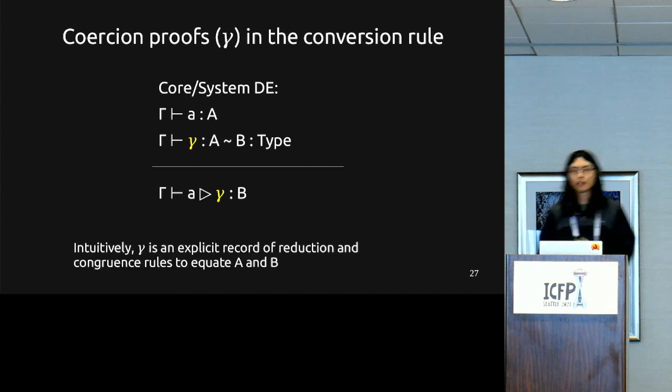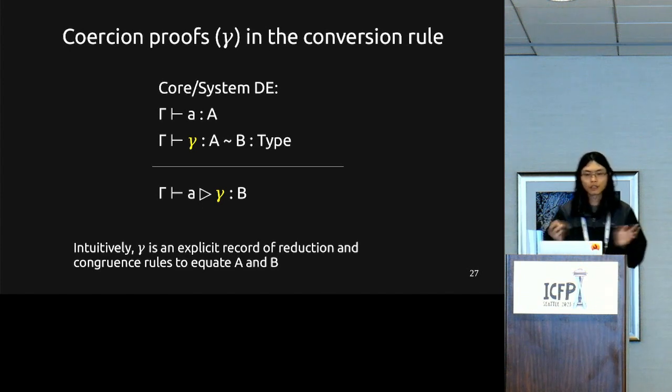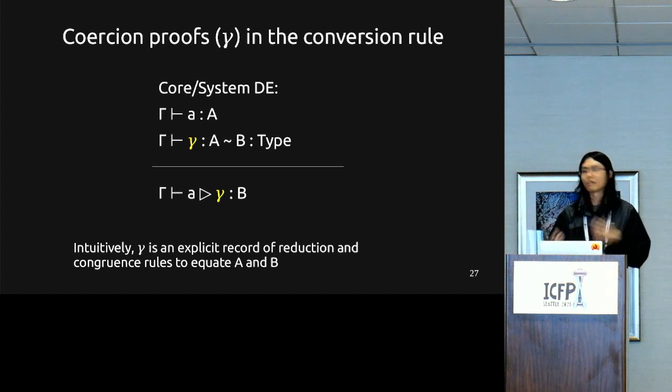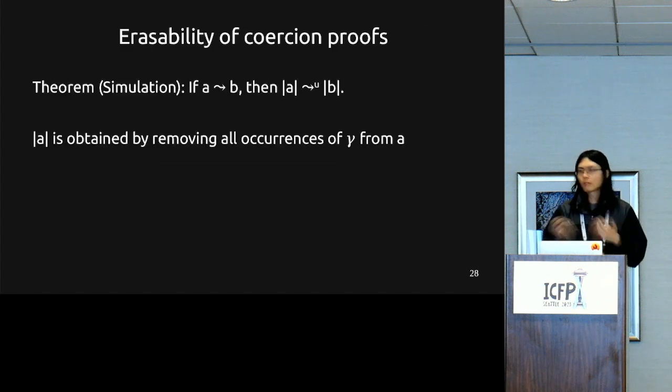Intuitively, you can view gamma as an explicit record of a reduction and the congruence rules that need to be applied in order to equate A and B. Inferring such a gamma is generally undecidable, but validating the correctness of the gamma is indeed decidable. Coercion proofs only exist so type checking is decidable.